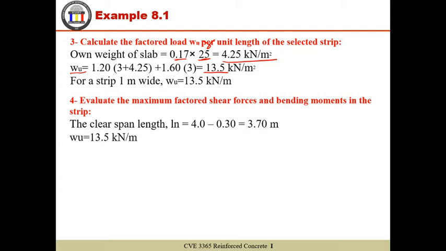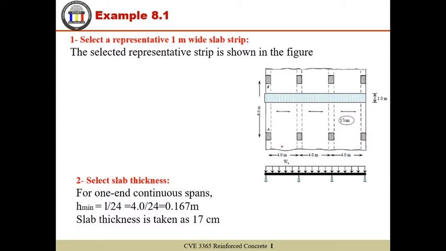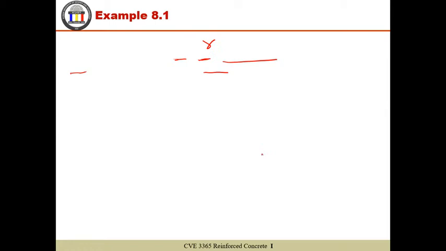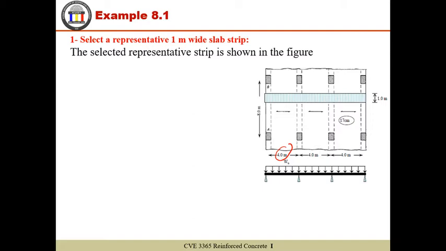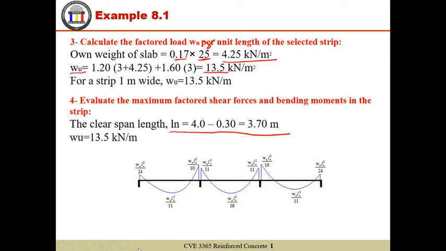There is a note here. This span is from the center of the beams. To use the approximate method, we need the clear span. We need Ln. That's why I got the clear span. I think you know what I mean by clear span. Clear span means here to here. This is the clear span, this is Ln. You need to reduce the thickness of the column.